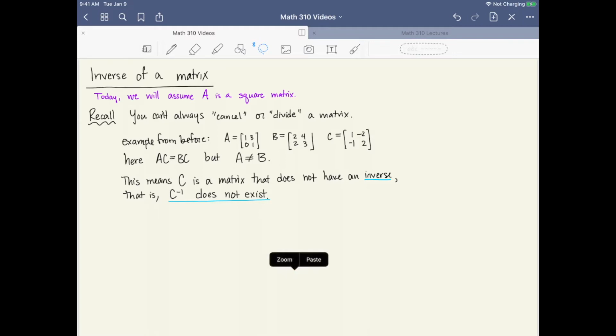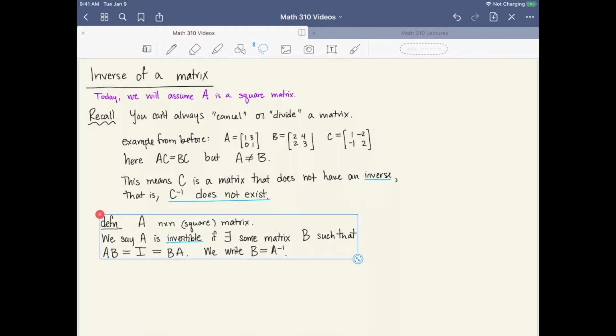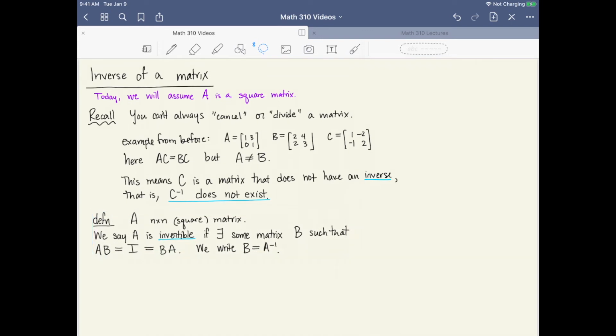A matrix is invertible if there exists some other matrix such that when you multiply them together, you get the identity matrix. So if your matrix is A, you need to be able to find some other matrix B such that both A times B and B times A gives you the identity matrix. And when you can find such a matrix, you can use the notation A inverse for B. Now, not all matrices are invertible. Some are invertible and some are not.